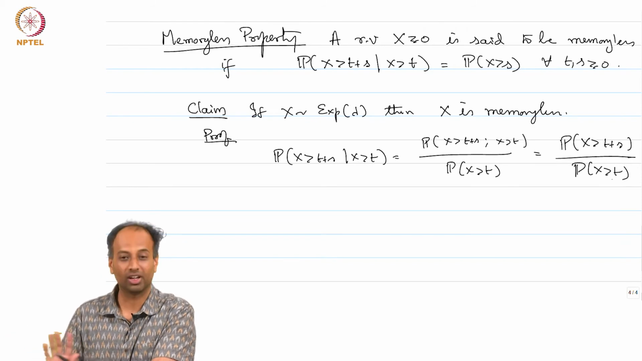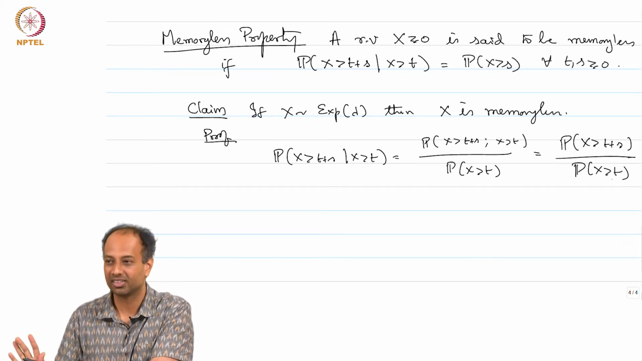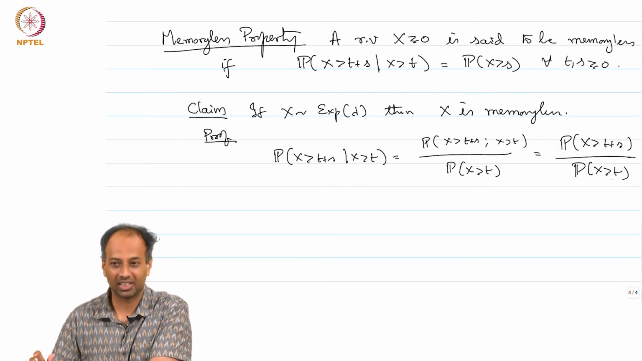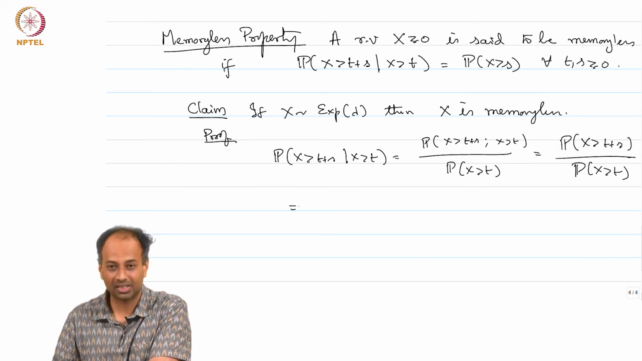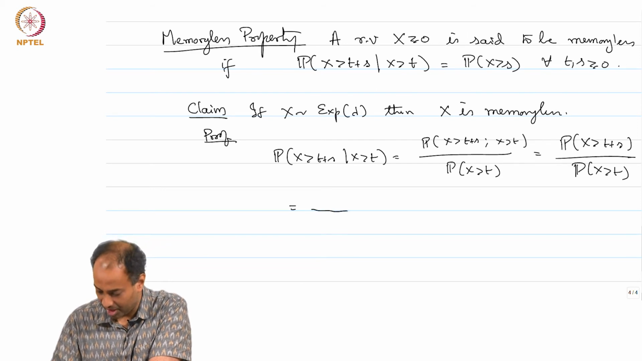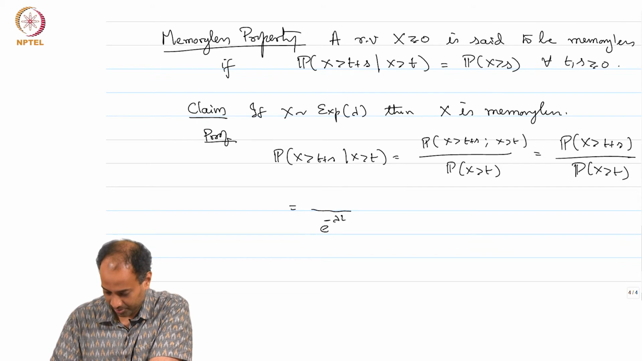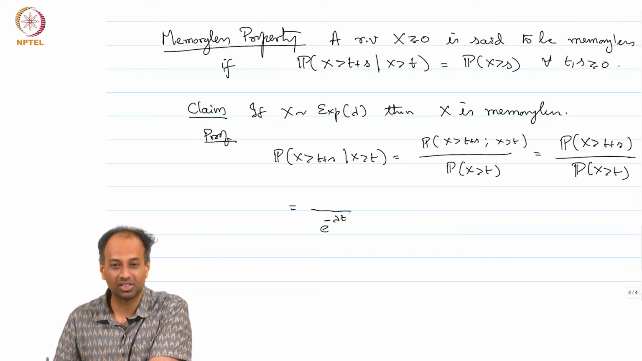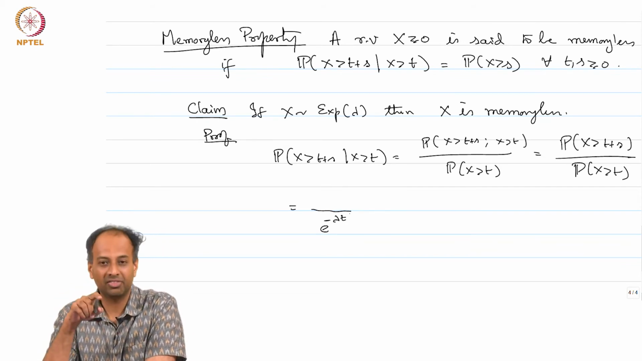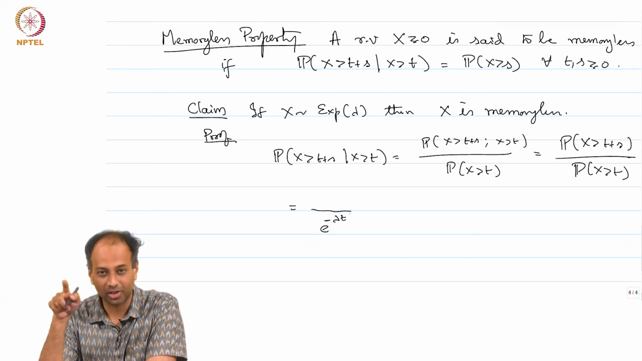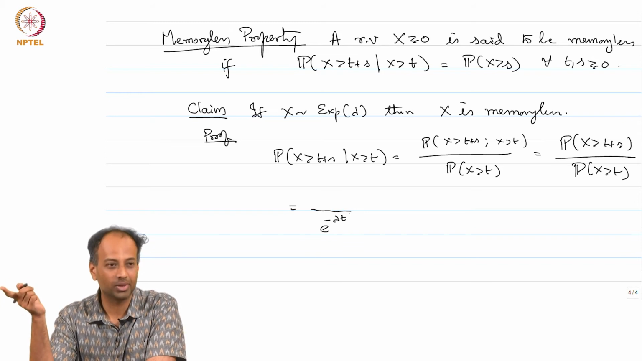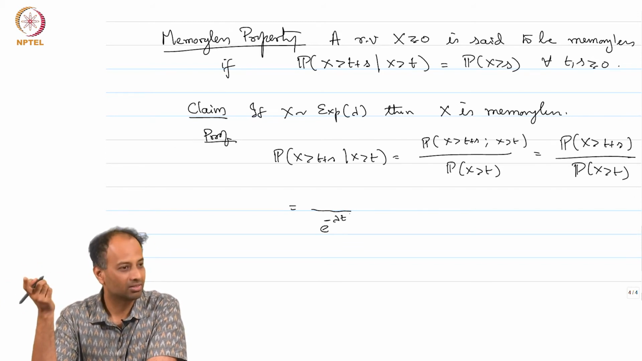So far I have not assumed anything, I have just manipulated the conditional probability expression. Now, I assume x is exponential with parameter lambda. Then the denominator becomes e power minus lambda t, because the CDF will be 1 minus e power minus lambda t, the probability x less than or equal to t. So the probability x bigger than t will be e power minus lambda t.